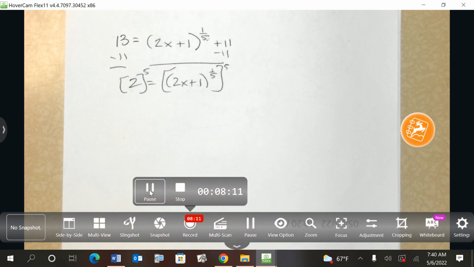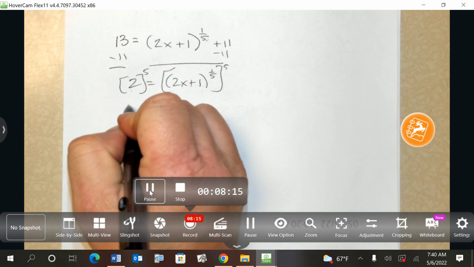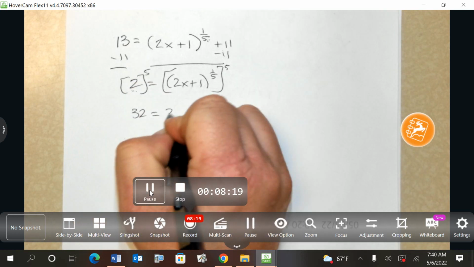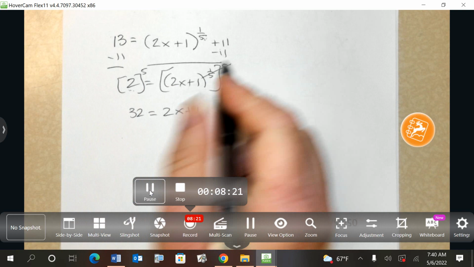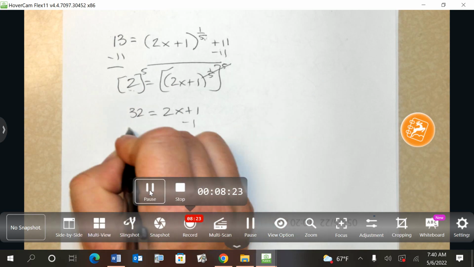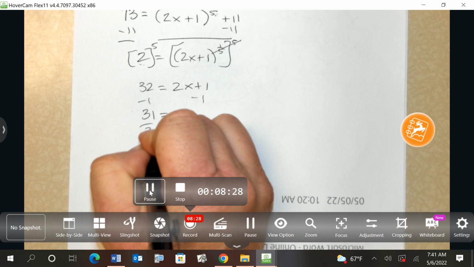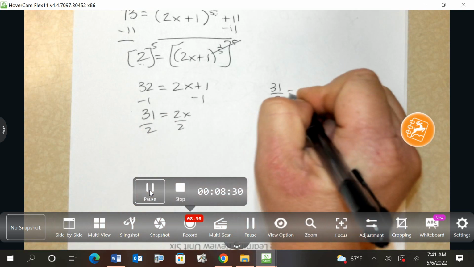Now 2 to the 5th, I often see students when they're trying to work quickly, they just write down 2 to the 5th is 10. Not the case. 2 times 2 times 2 times 2, 5 times is 32. Moving 1 to the opposite side by subtracting. 31 equals 2x, divide by 2, divide by 2. I get 31 over 2.